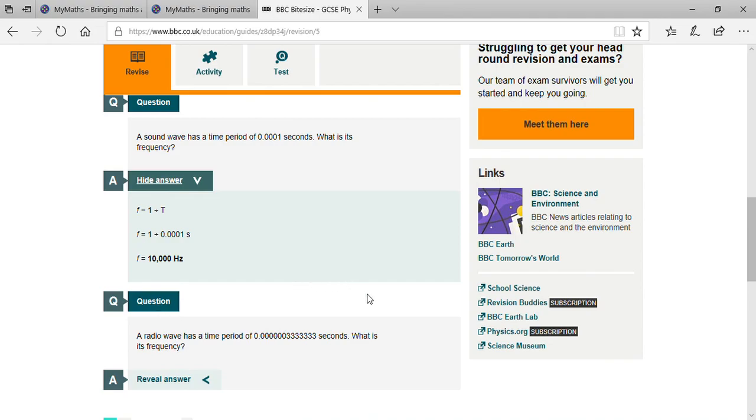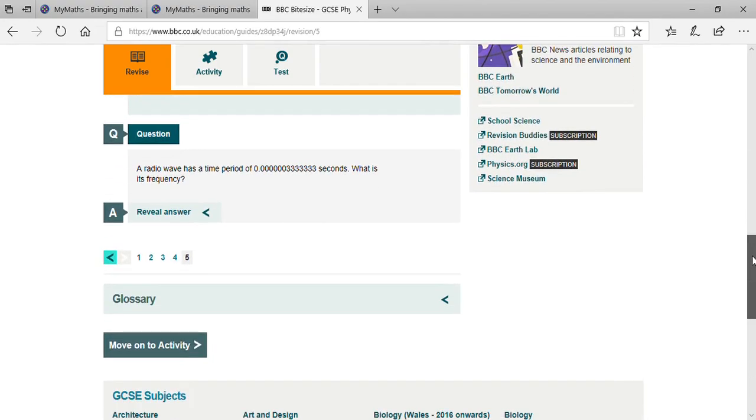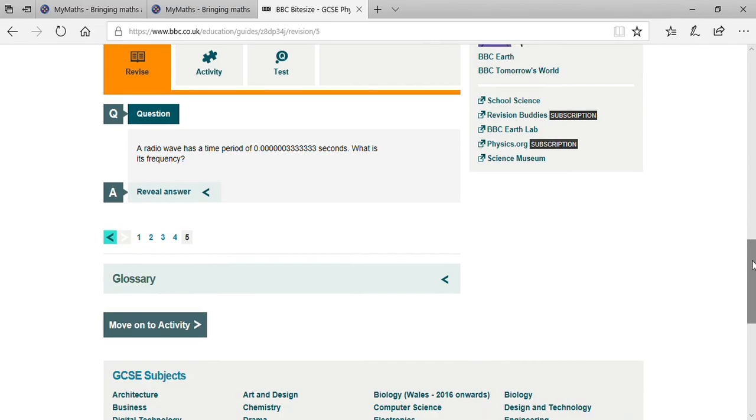Next, a radio wave has a time period of, oh my god, a very long decimal number. Oh yes, they are saying 0.0000 and 3333333333. Do you understand all that?